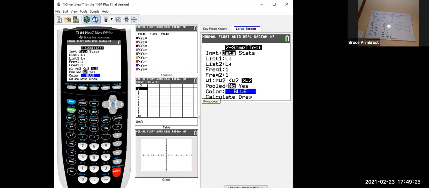Now, if you look at this next line, it says pooled. When we pool data, and we will do this on certain occasions, that's where we put all the data together into one big group. We don't want to do that here. So we're going to leave this as not pooled. And then we're going to come down here and we're going to calculate.